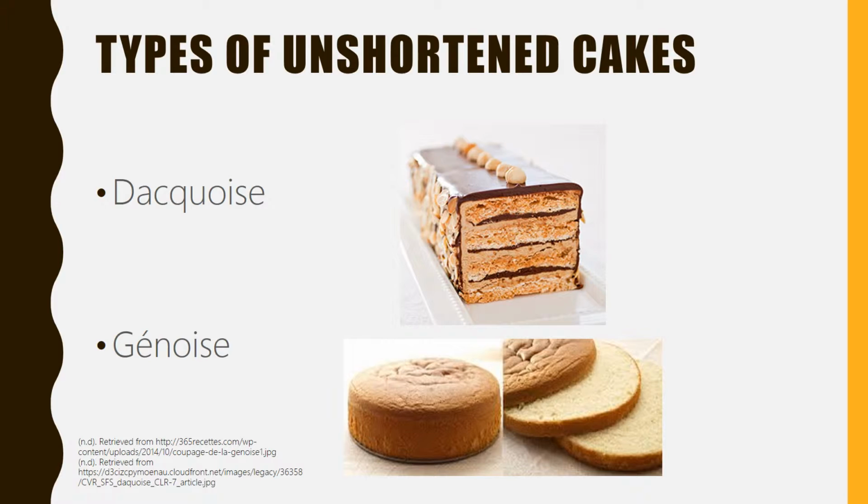Genoise is an Italian cake. The use of whole eggs and melted butter makes it different from other sponge cakes. It may also be sliced into layers separated by chocolate, fruit, pastry cream, or whipped cream.